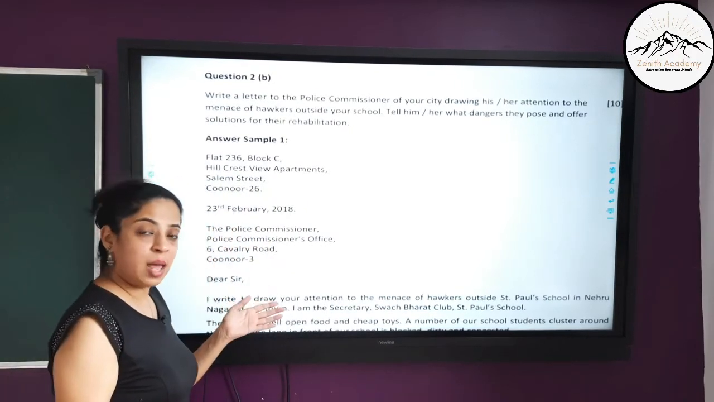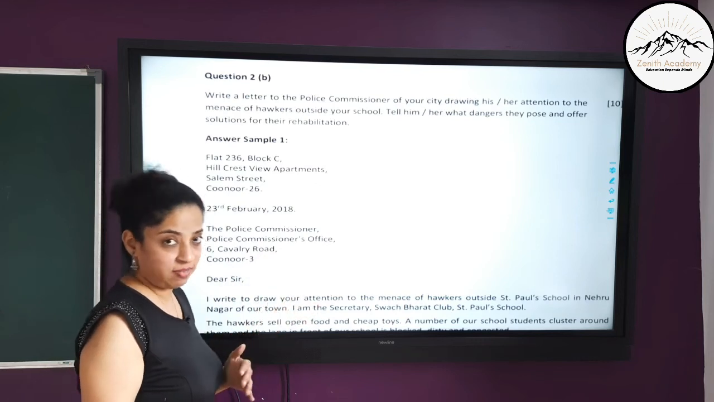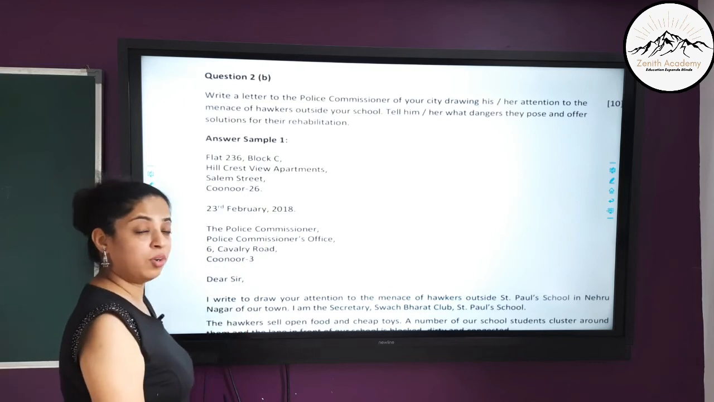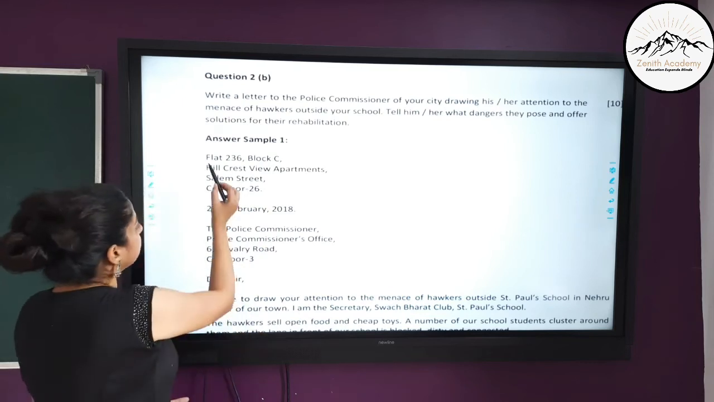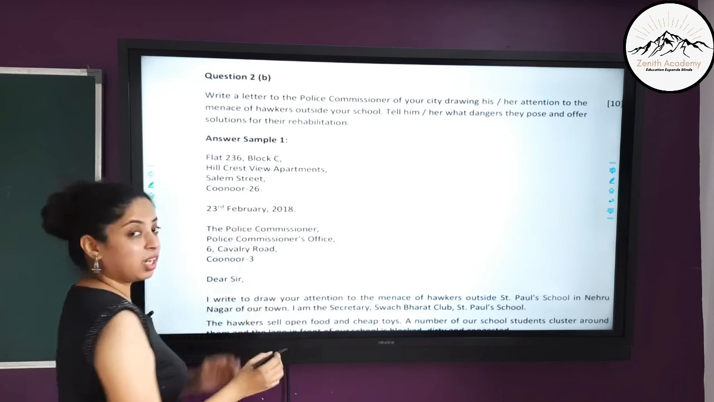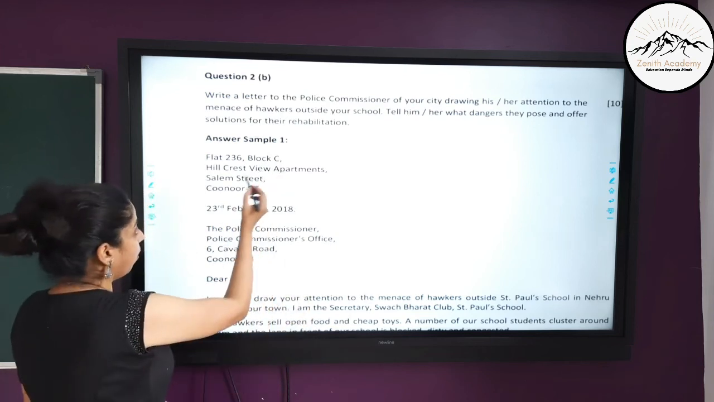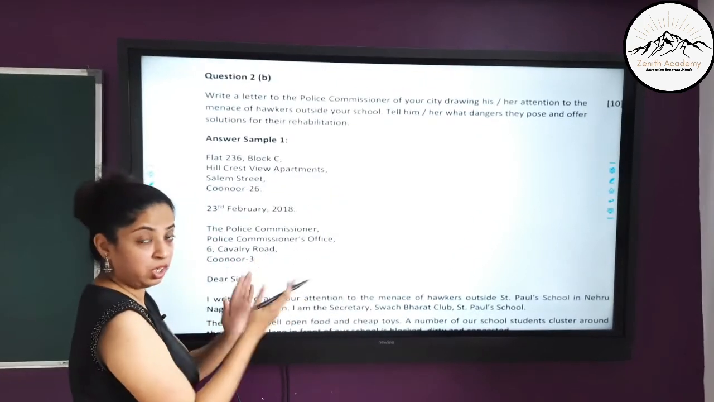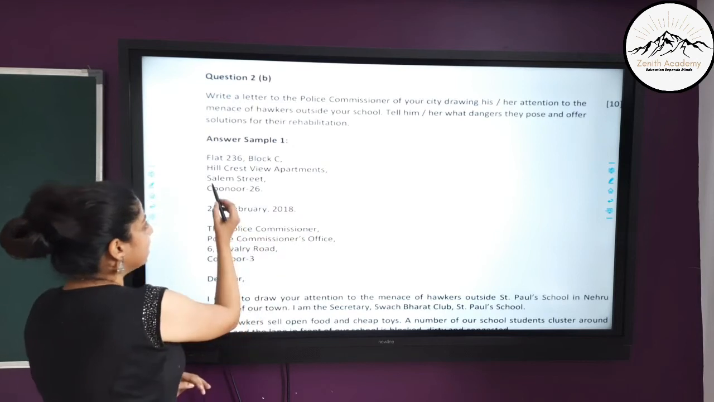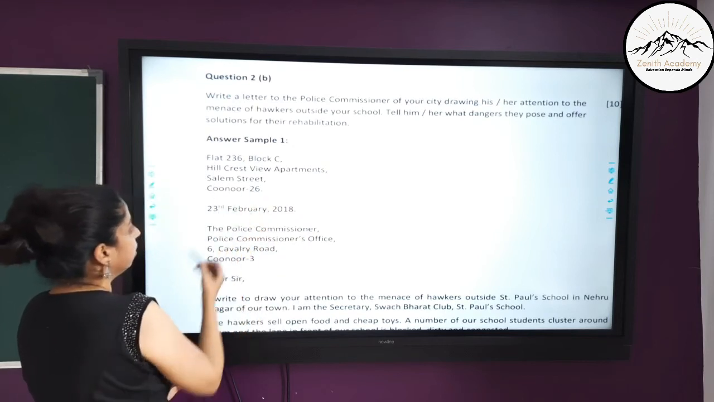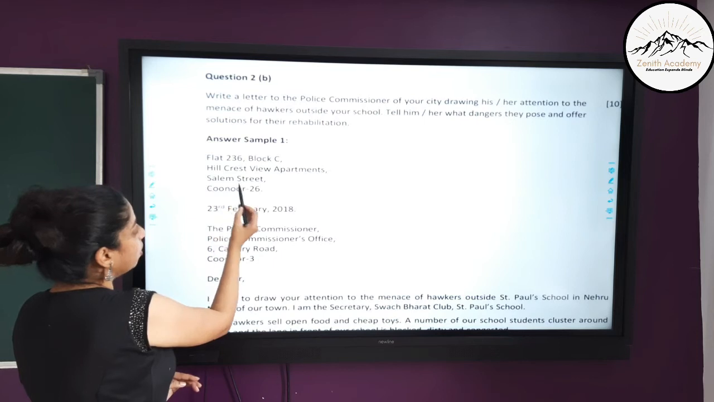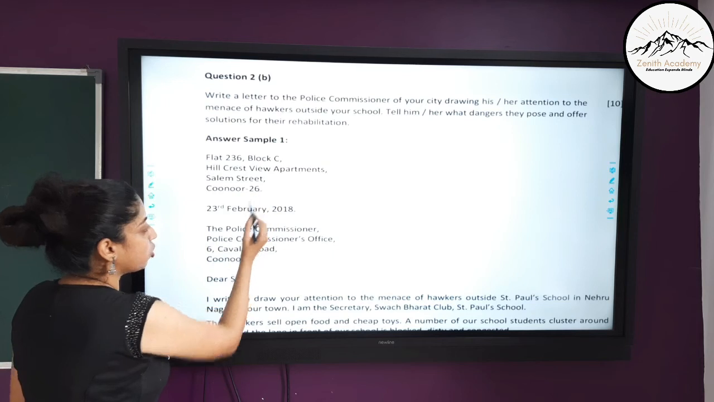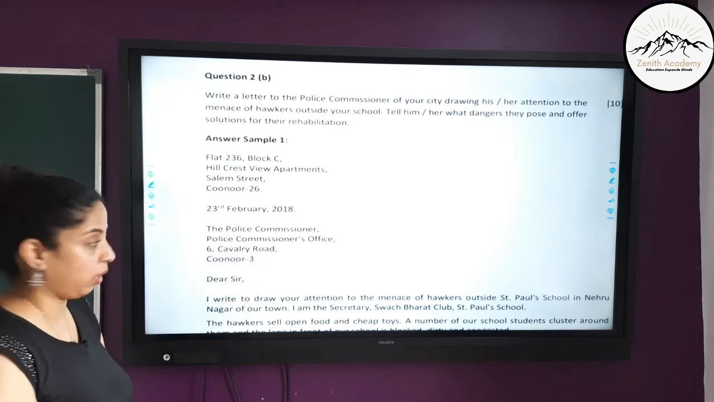So this is the answer sample 1, which is also on the ICSE website. Can you see the address? It is of 4 lines. So you have to write it in 3 or 4 lines. Flat 236, Block C. There are no short forms. Put a comma. Hill Crest View Apartments. You can see that apartments is written in full, no shortcuts. Comma. Salim Street, Kunnur 26. You should see that all the proper nouns are in capital letters. Then either you put a full stop here or you don't, that's okay.